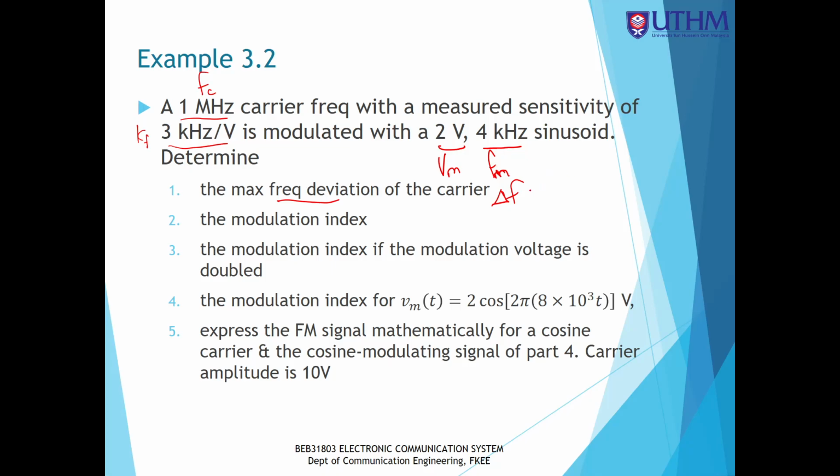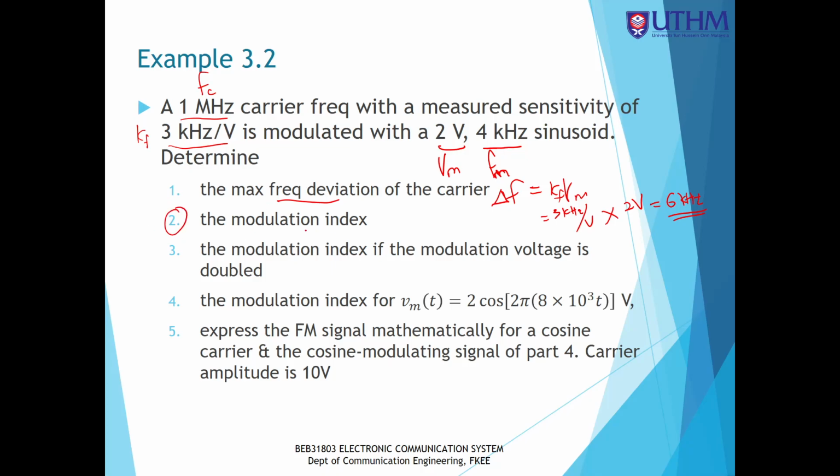Delta F, as we have learned previously, is equal to KF VM, which is 3 kilohertz multiplied with VM here, 2 volt. So you're gonna get 6 kilohertz.